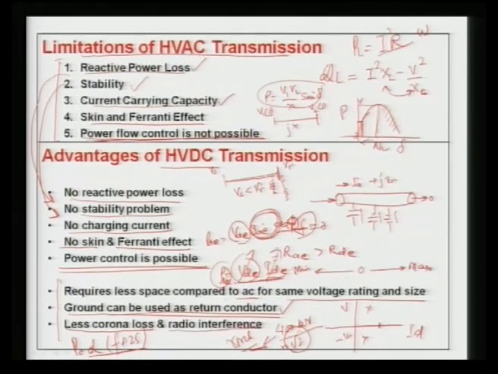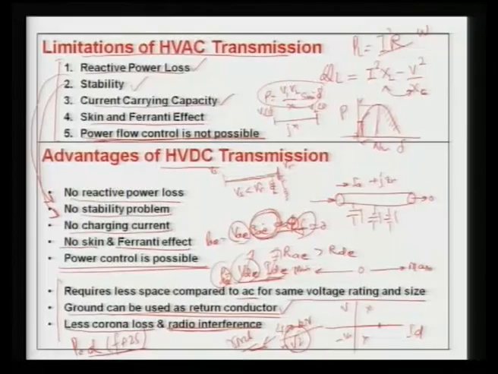Another is radio interference. Here the RI, if frequency is 0, then radio interference is 0, but due to some harmonics and other things, there may be some radio interference, but this value is very low. So, overall we can see that the advantage of HVDC is taking place, and it is trying to minimize the limitations of the HVAC transmission system, but HVDC is not without limitations.